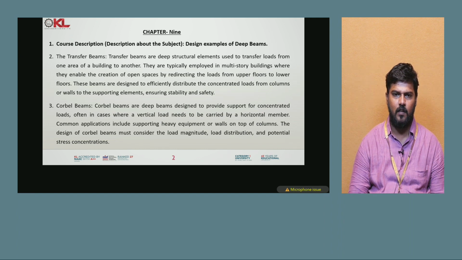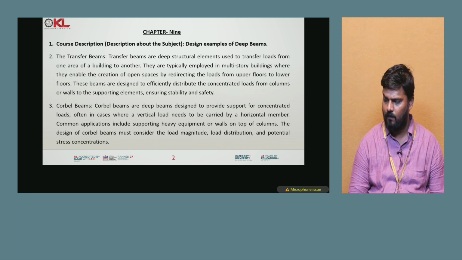So coming to the next one, what are corbel beams. Corbel beams are deep beams designed to provide support for concentrated loads, often in cases where a vertical load needs to be carried by a horizontal member. Common applications include supporting heavy equipment or walls on top of the columns. The design of corbel beams must consider the load magnitude as well as the load distribution and the potential stress concentration. So this is just the general introduction about the transfer beams as well as the corbel beams.